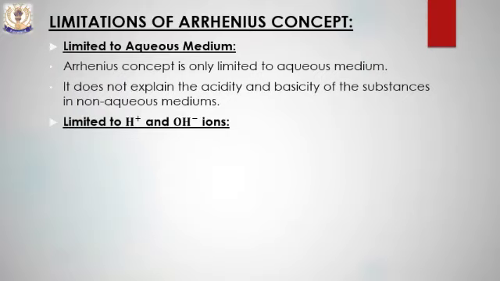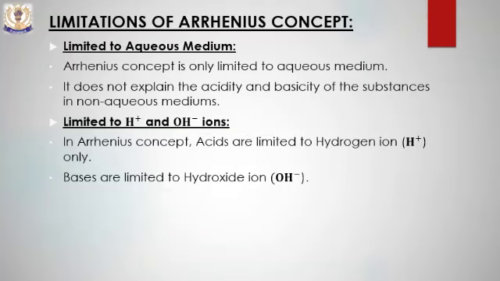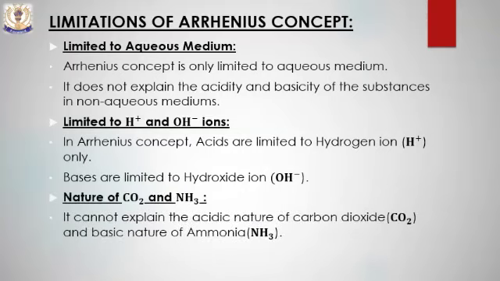The second drawback is that it is limited to H plus and OH minus ions. It means we cannot understand the acidic or basic nature of those substances which do not have H plus or OH minus ions at all. For example, carbon dioxide is acidic in nature, but carbon dioxide doesn't have H plus ion at all, so Arrhenius failed to recognize it as an acid. Similarly, ammonia NH3 is basic in nature but doesn't have OH minus ion, so Arrhenius failed to recognize it as a base.